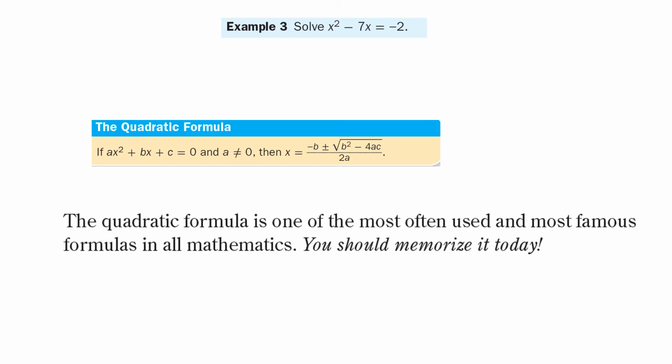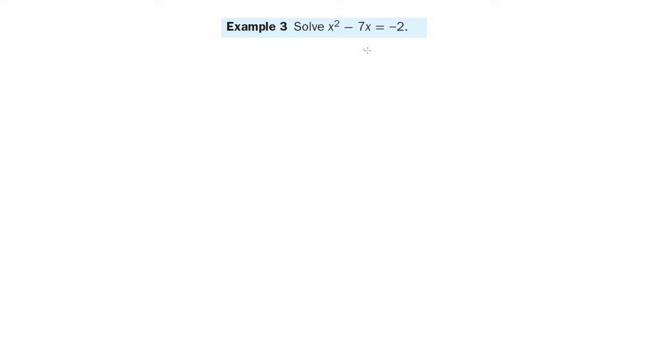One last problem. Example 3. Solve x squared minus 7x plus 2 equals a negative 2. Well, our quadratic formula tells us that ax squared plus bx plus c has to equal 0, and this doesn't equal 0, so what do we do? Well, we're algebraists. We can use algebra to make it equal 0.